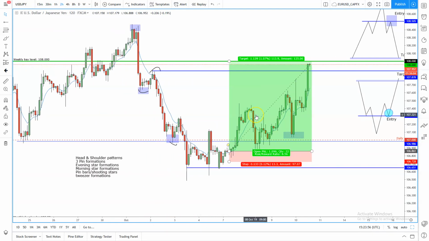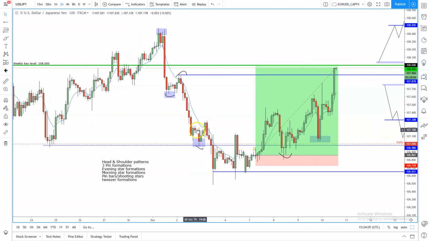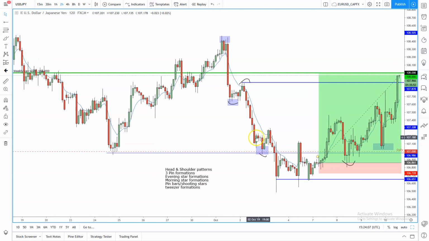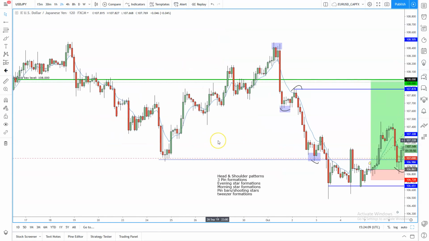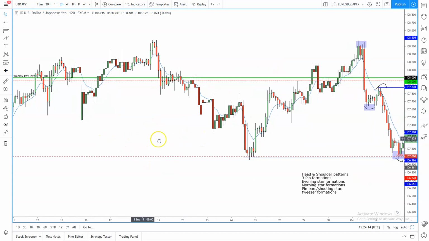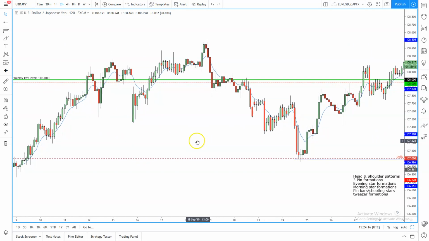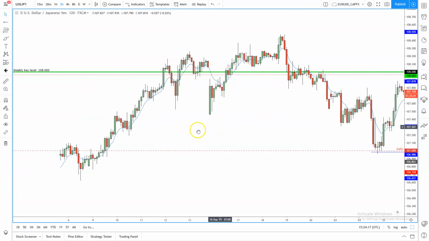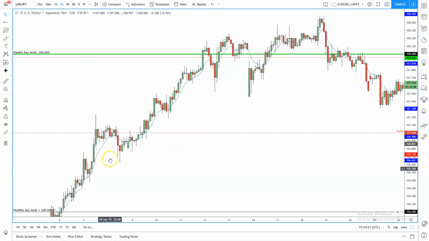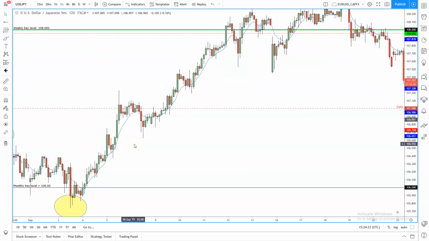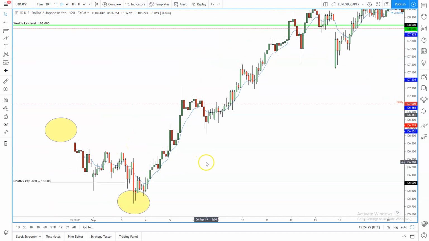An inverse head and shoulders will definitely work the same way as a normal head and shoulders pattern. So I hope this pattern makes sense to you and I explained it properly to you guys. I'm just trying to look for a normal head and shoulders pattern. These patterns don't necessarily always play out, but when they do, they really move the market.